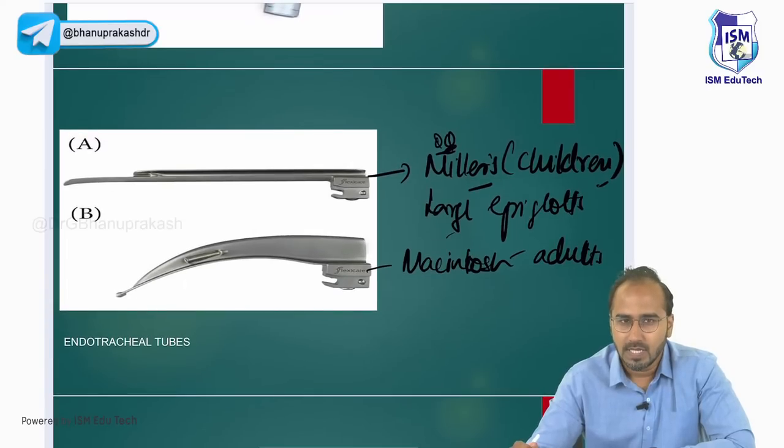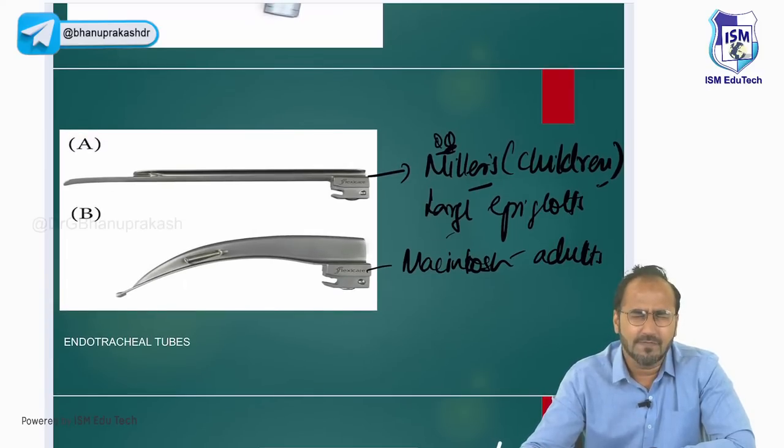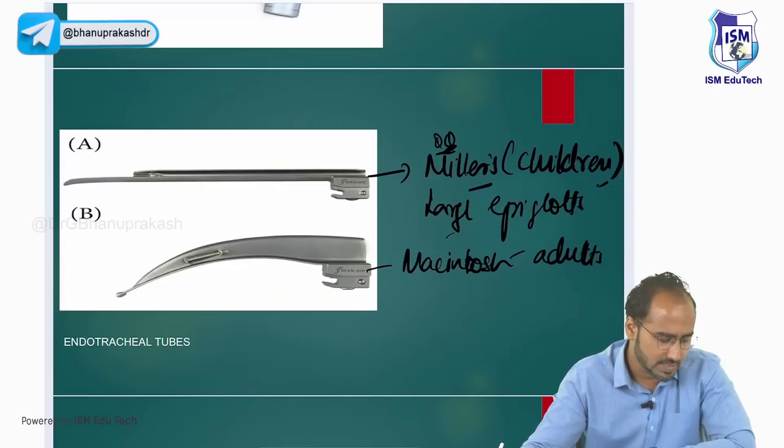Guys, in the IV induction agents, which IV induction agent is the best friend of the CNS and the enemy of other systems? Best friend of CNS and enemy of other systems?